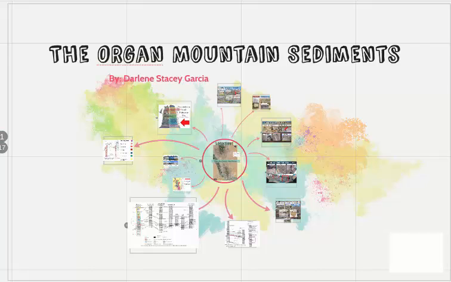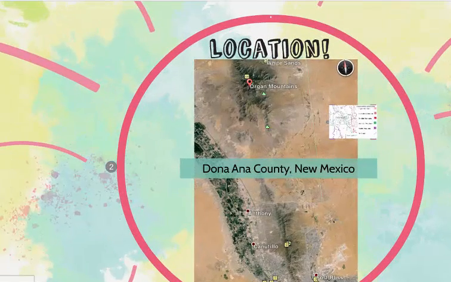First off, let's start with the location. The Oregon Mountains are located in southern Santa Ana County, New Mexico. Its name was derived from the Oregon pipe-shaped peaks and ridges of the mountains.